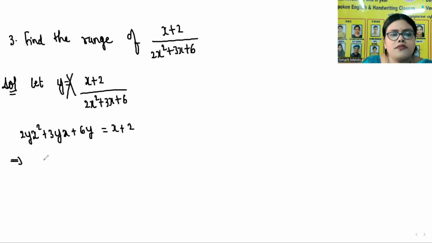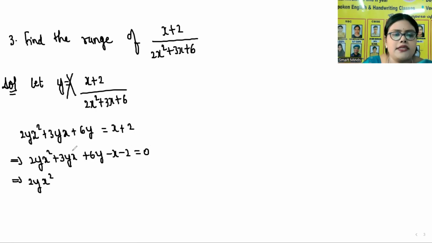Now take all terms one side. So 2yx square plus 3yx plus 6y minus x minus 2 is 0. Now there is only one x square term. So we write 2yx square as it is. From these two terms we take x common. So we get 3y minus 1 into x. From these two terms there is nothing in common. So we can directly write 6y minus 2 equals to 0.